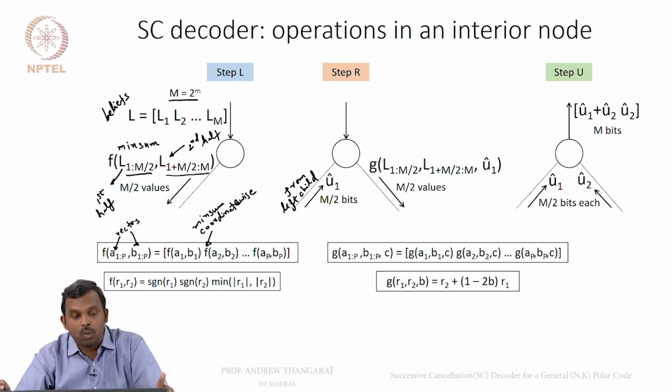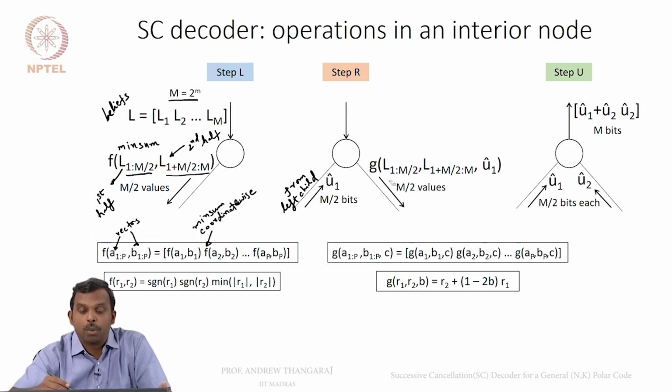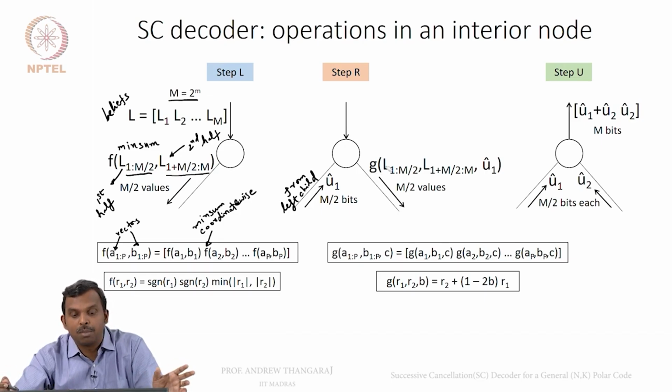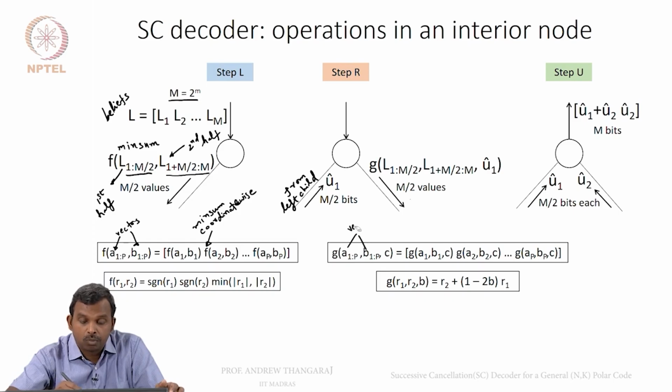In step R, what it does is the G operation. You remember the G operation. G was the repetition code sort of operation. Once again, the L is split into two parts, the first half and the second half, and then these decisions are also used, and together this G operation is done, and you compute m by 2 values. How is this done? If you have two vectors here, this is a vector of beliefs, and this is a binary vector. So this is the decision here.